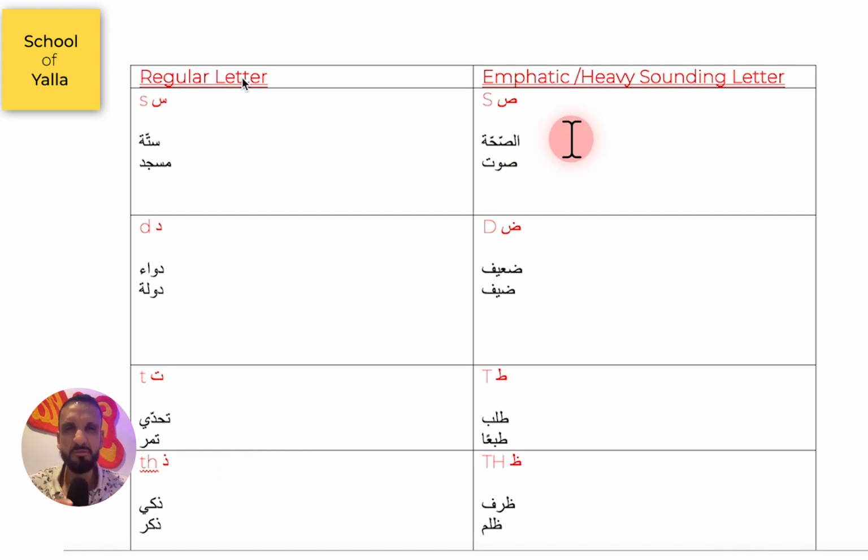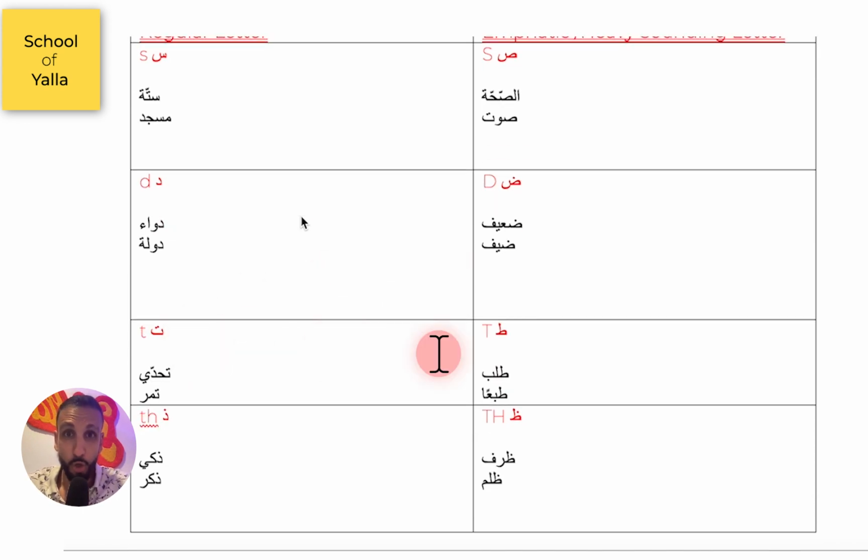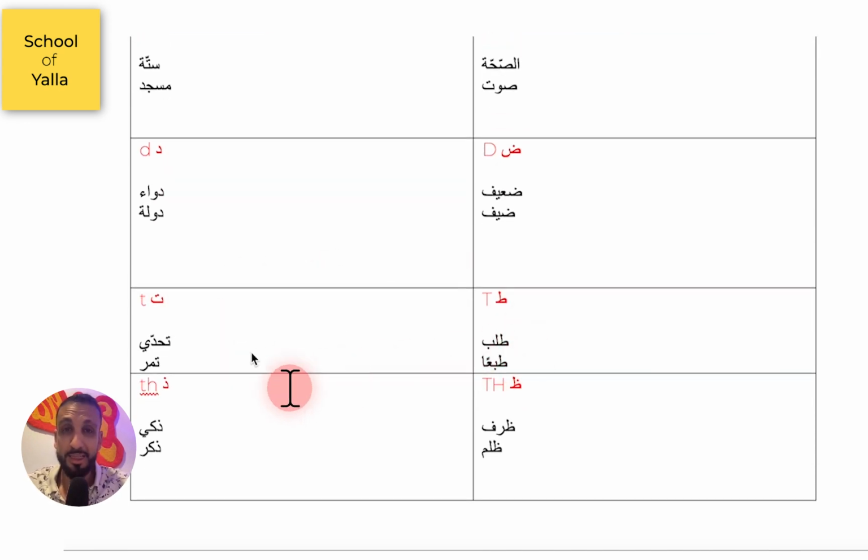Then we have these emphatic letters where we stress or make the regular letters heavier. For example, we have the sin, this becomes sad, not sa, okay? We have the dal, regular, but we have the dad. It's stronger, it's heavier, it's meaner a little bit. Ta, ta, dhal, dha. This is how the letters sound, okay?